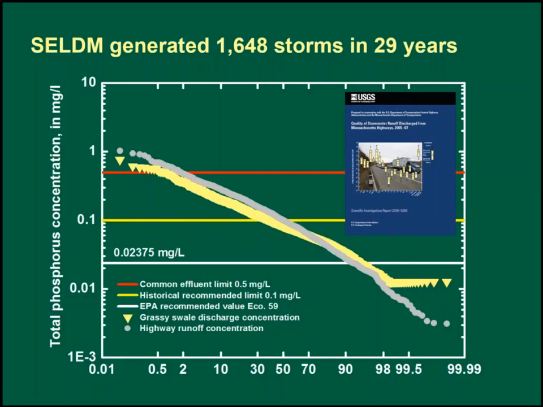Those that have a remote chance of happening but have a bad effect. So when we're looking at total phosphorus, we can see this red line is the 0.5 milligram per liter standard used for most water quality discharges nationwide. We can see that with the gray dots with the highway runoff, we have about a 2% chance of exceedance.